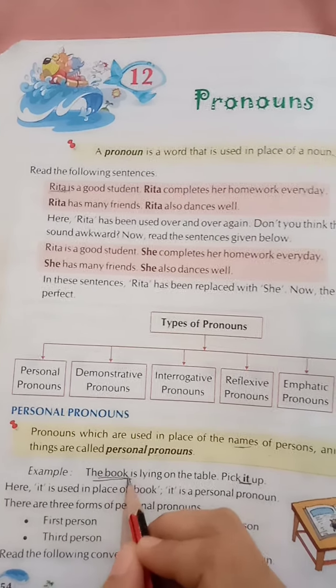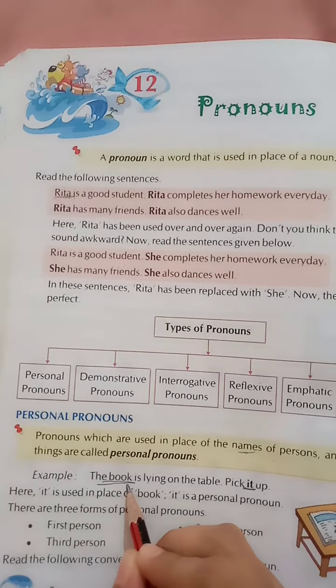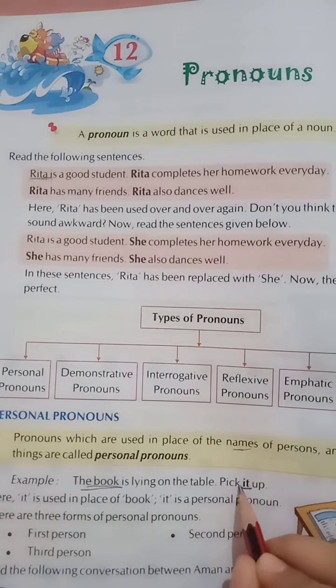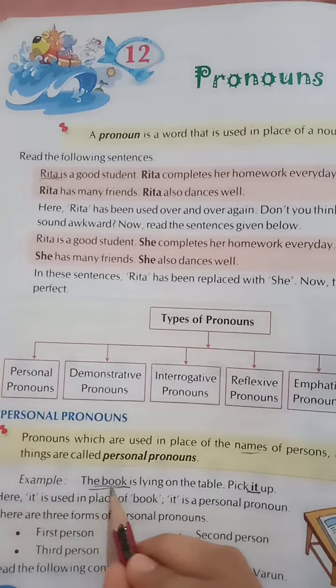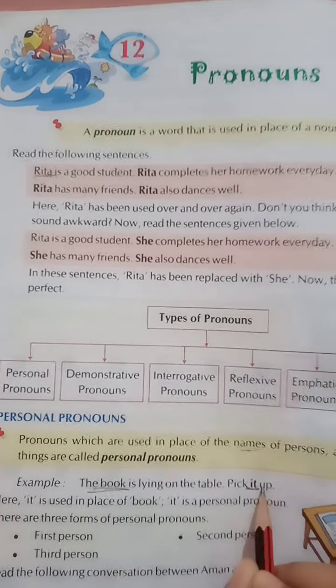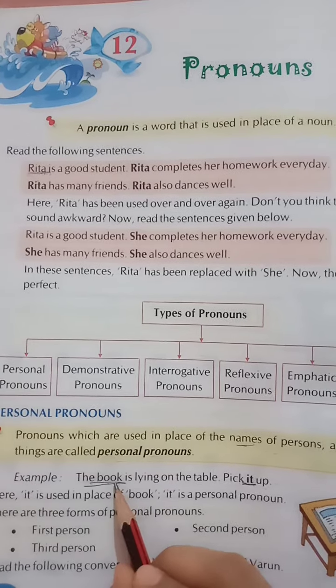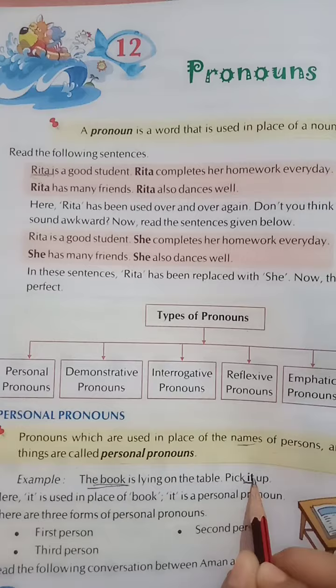For example, the book is lying on the table. Here the book is a noun. And in another example, pick it up. The word it has been used in place of the book, means it has been used in place of the name of a thing, because book is the name of a thing. So here it is a personal pronoun.